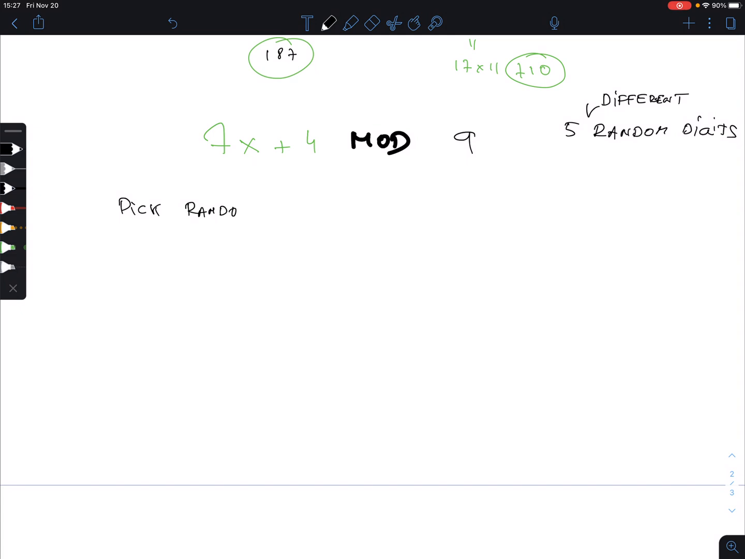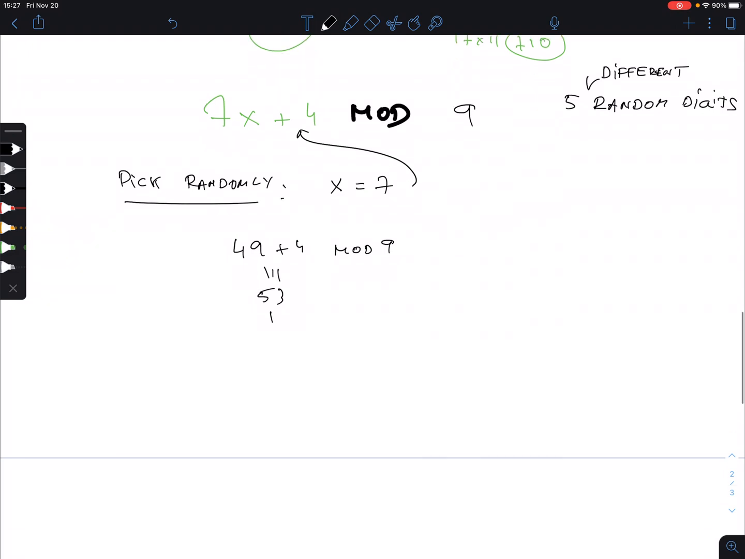randomly. You can ask a little child, say, okay, say a number from 1 to 10. And he says 7. X is 7, okay? So I plug this now into this hash function, or whatever you want to call it. So what I get is 49 plus 4 mod 9. Now what is this? This is 53. I've told you, to find the residue mod 9, you just have to take the sum of the digits. So this is 8. Picking 7 is not part of my random sequence. My first number of my random sequence is 8.